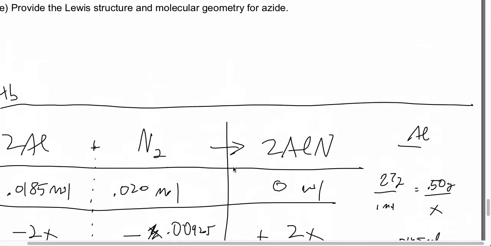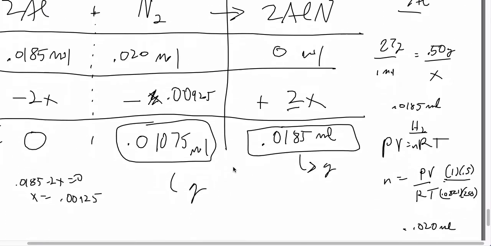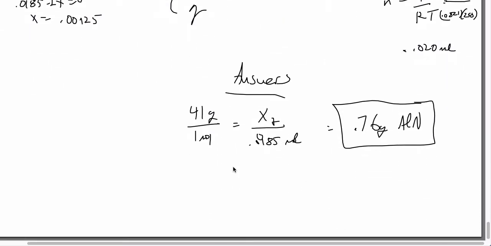And we have N2, so we know that that's going to be 28 grams per mole.